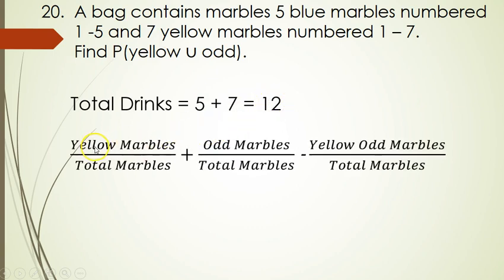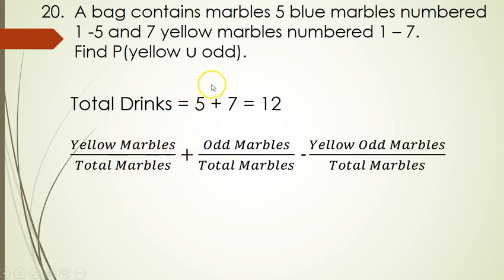Then what we're going to do is our yellow marbles over our total, because it's asking us for yellow here. We're going to add to it the odd marbles over the total. And then we're going to subtract the yellow odd marbles because they're counted both places right here, okay?